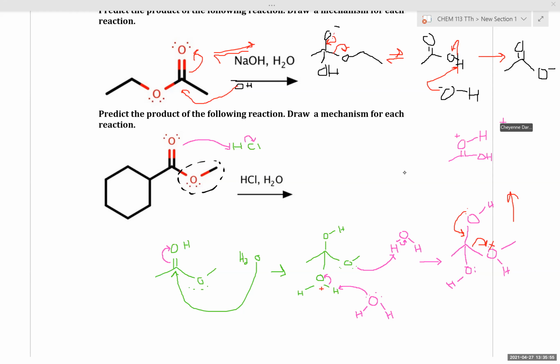From here, now that we have this protonated carboxylic acid, all we have to do is pull off a proton and we get our final desired product.